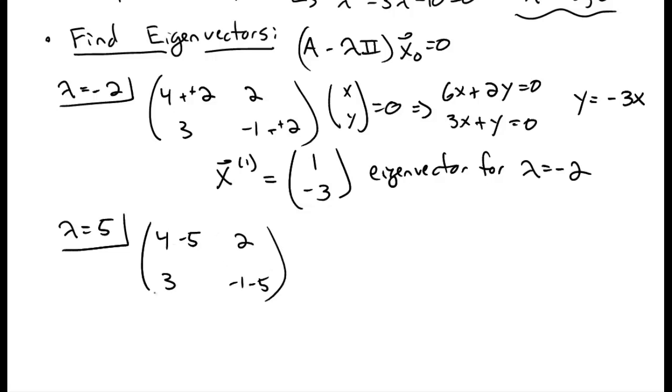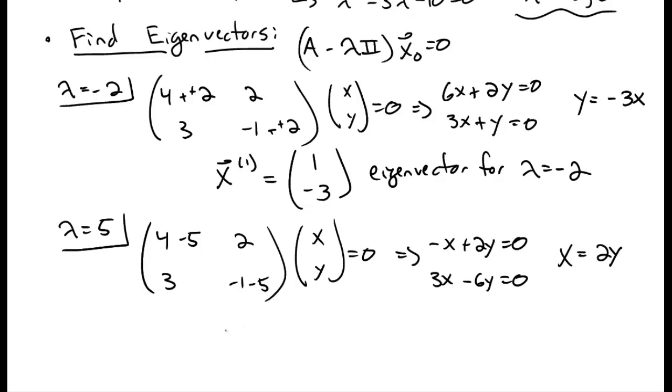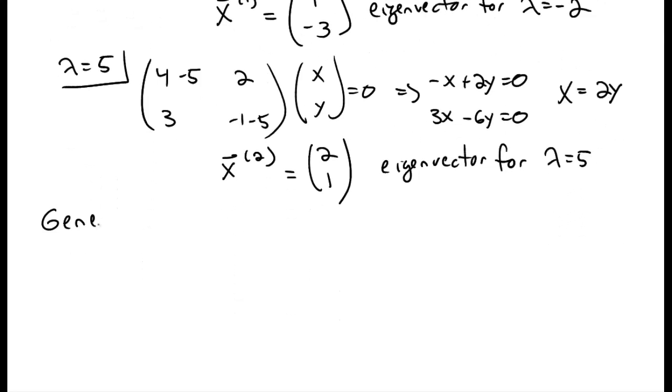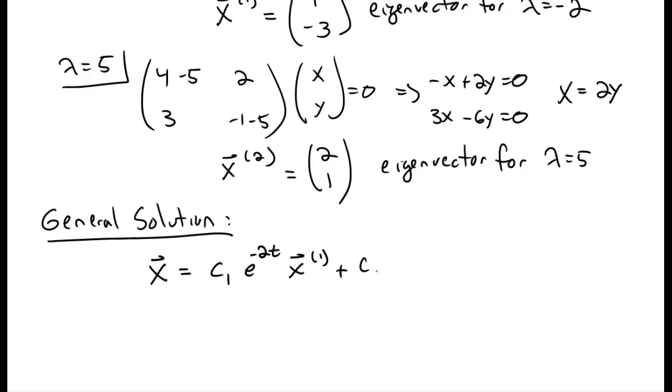For lambda equal to positive 5, the other eigenvalue, you get similar looking expressions. You get two equations which are degenerate with each other and can be solved by x is equal to 2y. And so the eigenvector here should be (2, 1), and that's the eigenvector for lambda equal to 5. Therefore, the general solution is the sum of those eigenvectors with e to the lambda t for the eigenvalues associated with them. So we get that the x vector is equal to c1 e to the minus 2t times the first eigenvector, plus c2 e to the 5t times the second eigenvector.